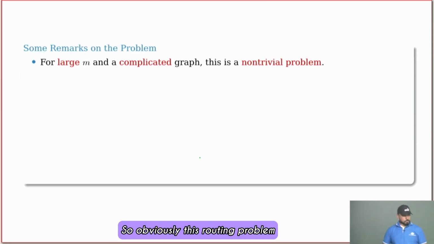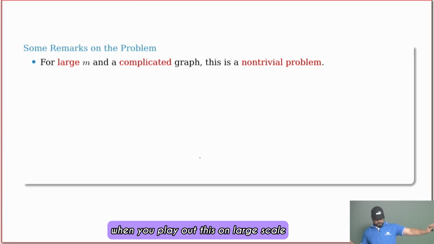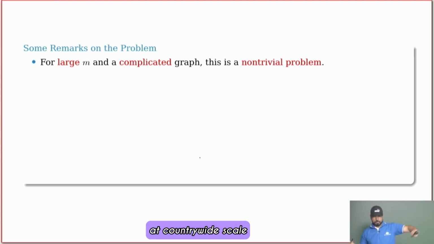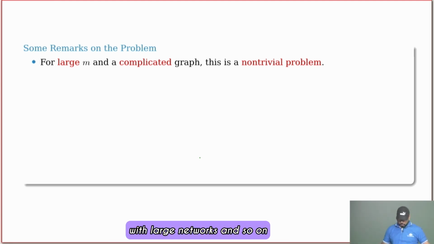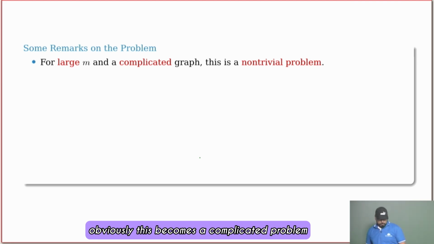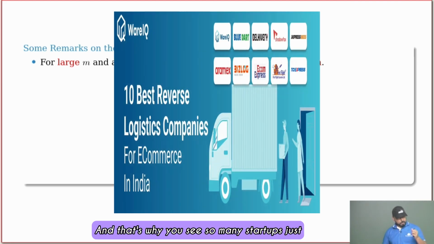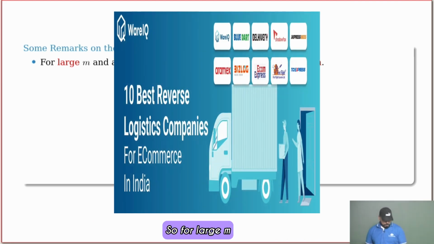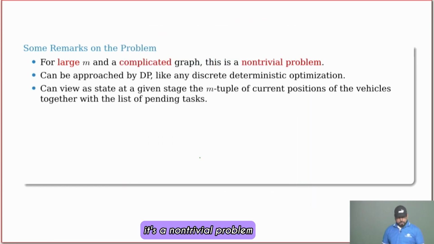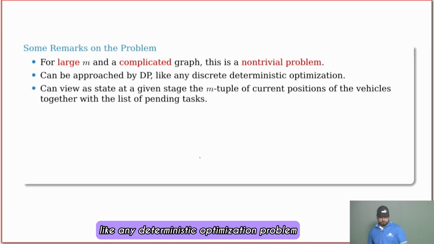So obviously this routing problem, when you play it out on a large scale, at countrywide scale, with large networks and so on, becomes a complicated problem, and that's why you see so many startups just focused on this routing problem. So for large M, it's a complicated graph, it's a non-trivial problem, and it can be approached by DP like any deterministic optimization problem.